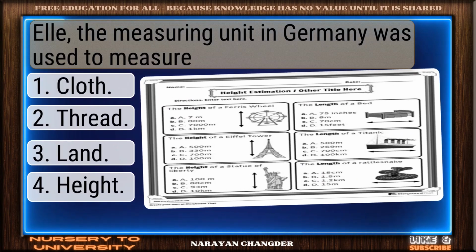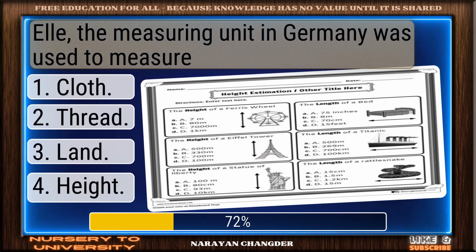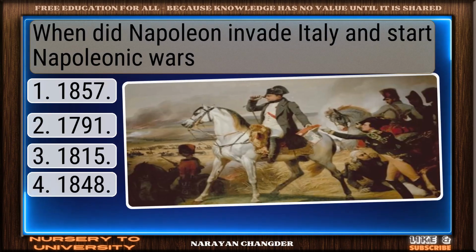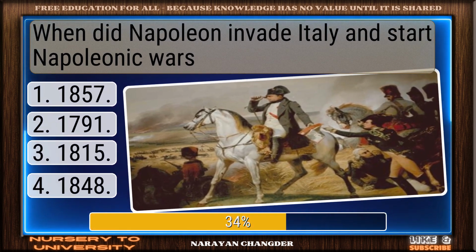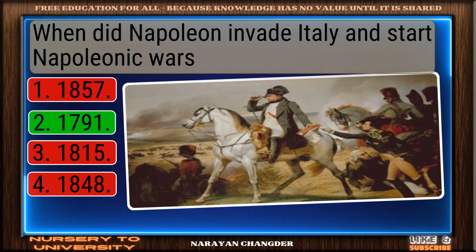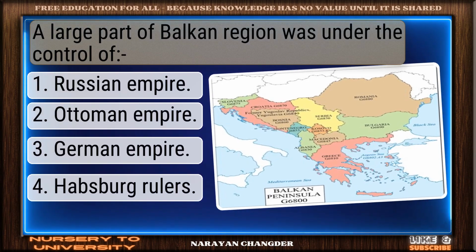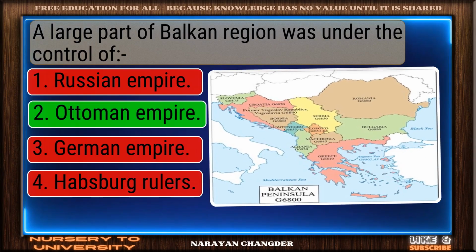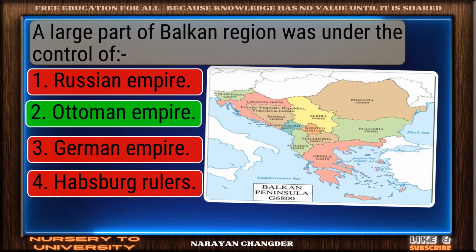The measuring unit Ell in Germany was used to measure. You chose cloth. Correct. When did Napoleon invade Italy and start the Napoleonic Wars? Valid point. 1791 is true. A large part of the Balkan region was under the control of... Solid response. Ottoman Empire is valid.